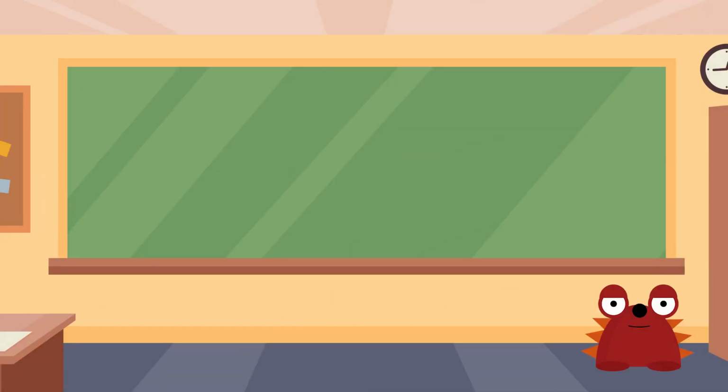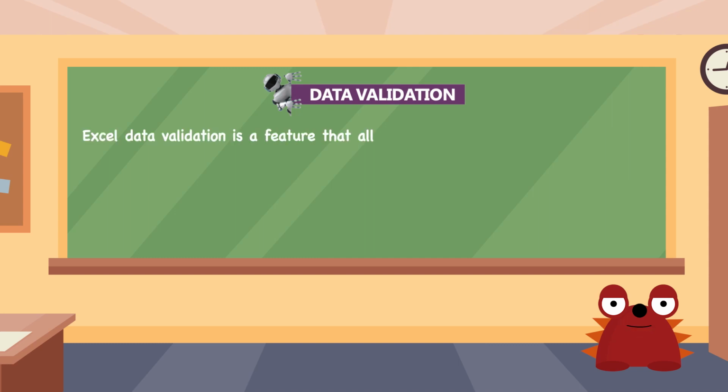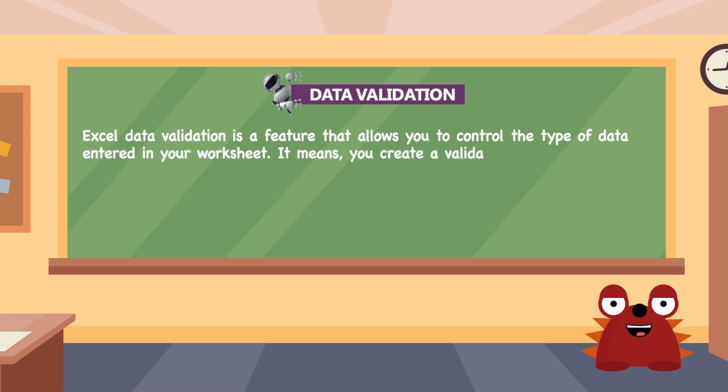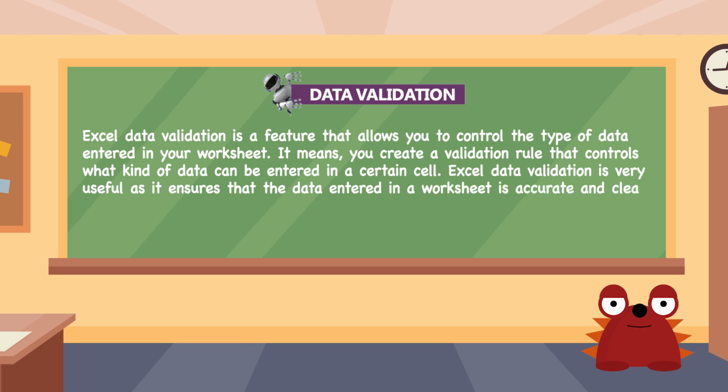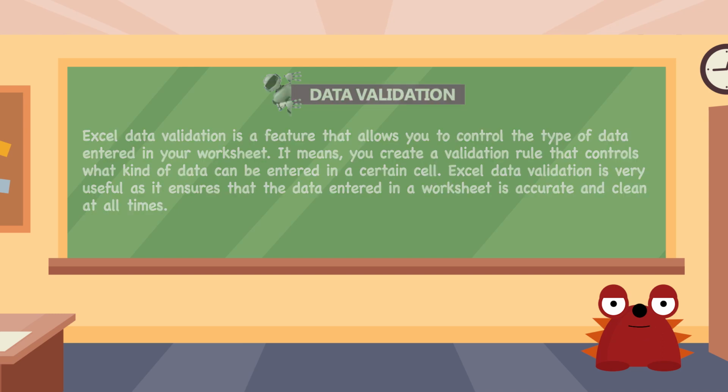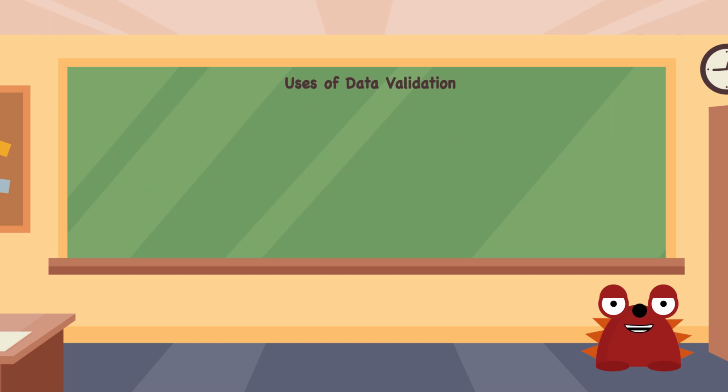Let's move to the next feature, which is data validation. Excel data validation is a feature that allows you to control the type of data entered in your worksheet. It means you create a validation rule that controls what kind of data can be entered in a certain cell. Excel data validation is very useful as it ensures that the data entered in a worksheet is accurate and clean at times. Let's see the uses of data validation.